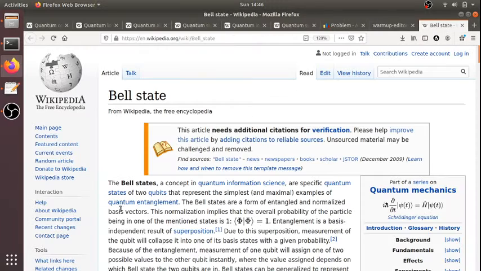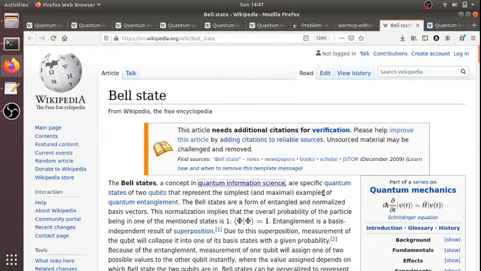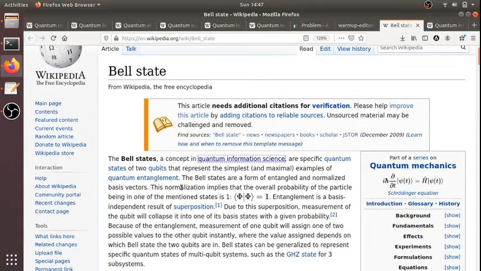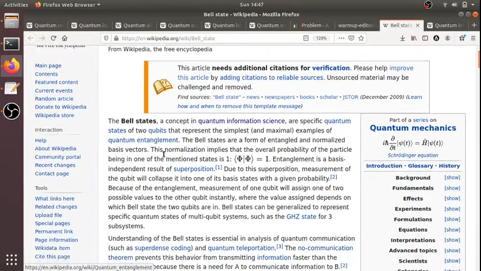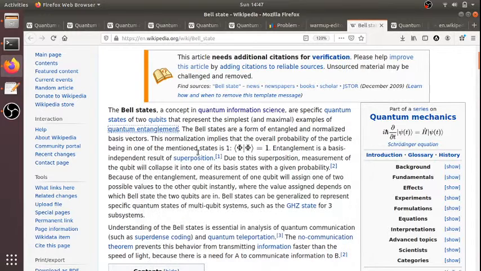And what's a Bell state? A Bell state, a concept in quantum information science. What is a quantum information science? Specific quantum states of 2 qubits that represent the simplest and maximal examples of quantum entanglement. What is a quantum entanglement? I've heard that entanglement and superposition are the most important things in quantum computing, and I don't know what they are. I think it's like being in 2 places at the same time, something like that.